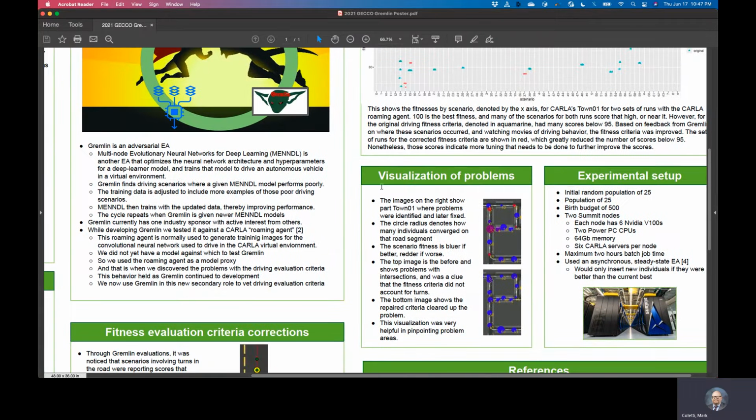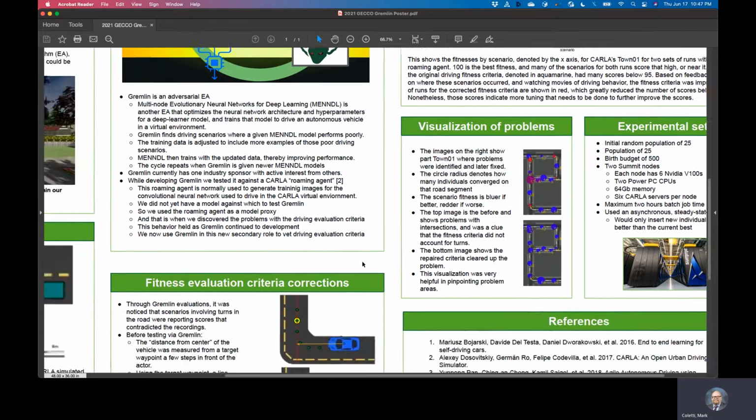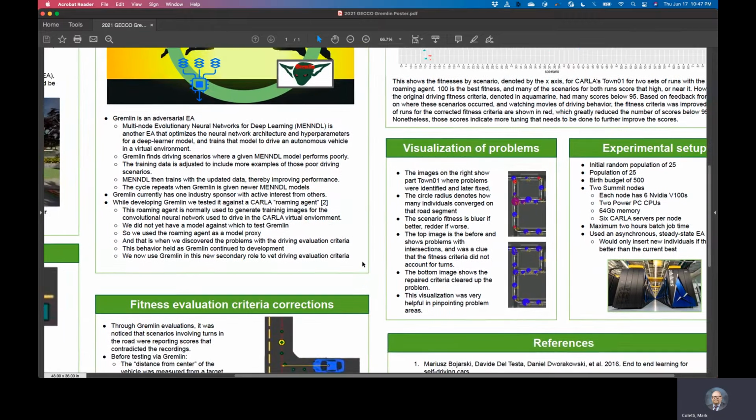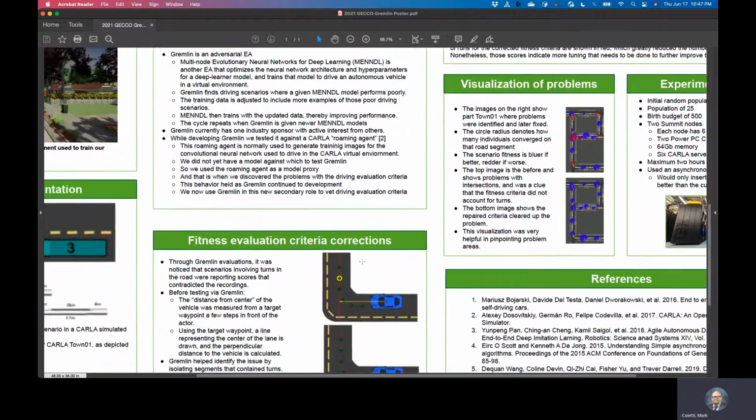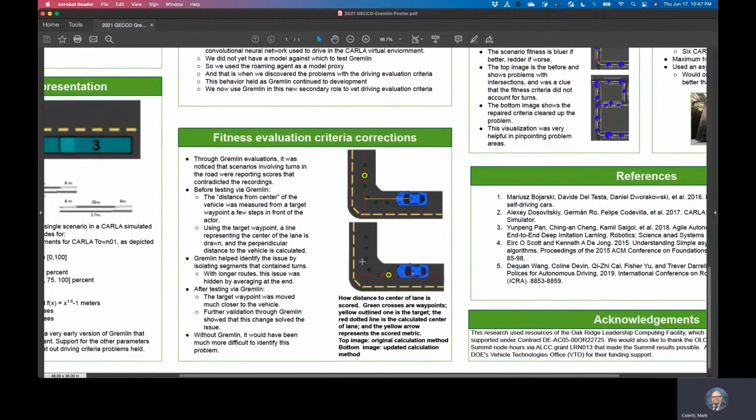So the next thing we did is, well, let's see where this is happening. These are just parts of that town, and these blue dots represent areas where the roaming agent did well, as expected, but the red are areas where it didn't do well. So we noticed a pattern, and that pattern was it wasn't doing well on turns. So we figured out the problem: Gremlin had discovered by accident that the fitness evaluation criteria we were using was broken in some way.